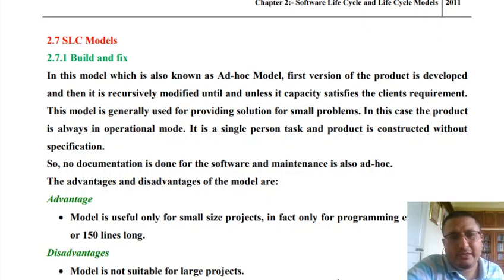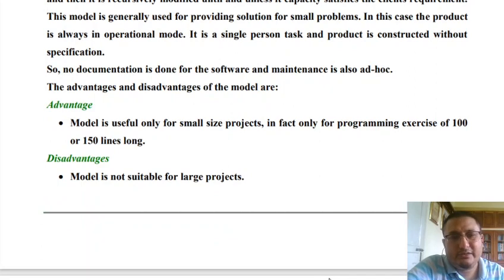So here, one of the important aspects to look for is that the build and fix model tries to refine the existing system when the system is actually in operational mode. So when the system is actually performing the task, it tries to refine the system so that it meets the expectation of the customer. As build and fix is a very simple and ad hoc model, no proper documentation is created. Now, let us go through the advantages of the build and fix model.